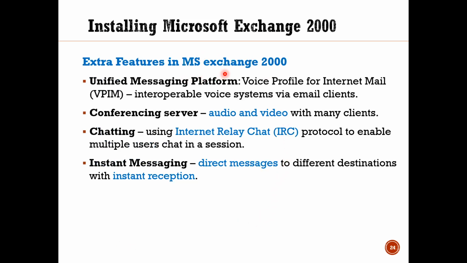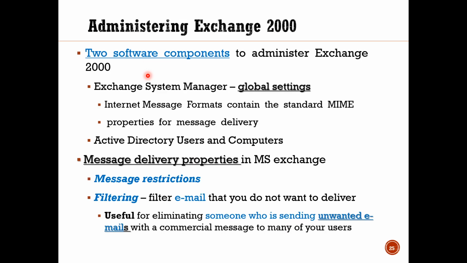So extra features in Microsoft Exchange here, you can just reach them out. For example, unified messaging. We talk about conferencing, audio and video, chatting, as we have discussed. I think most of these points have been already covered in the previous chapter, but you can find extra details here that you can add to your knowledge. Well, administering Exchange 2000, two software components are needed. The first one is called Exchange System Manager, which provides global settings.